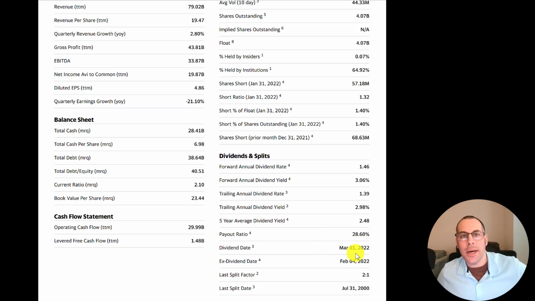If you purchase the stock anytime before February 4th, you would get that dividend. If you purchase the stock on February 4th or later, you will not get the 3/1 dividend. The last stock split was in July 2000, a 2-for-1 split.